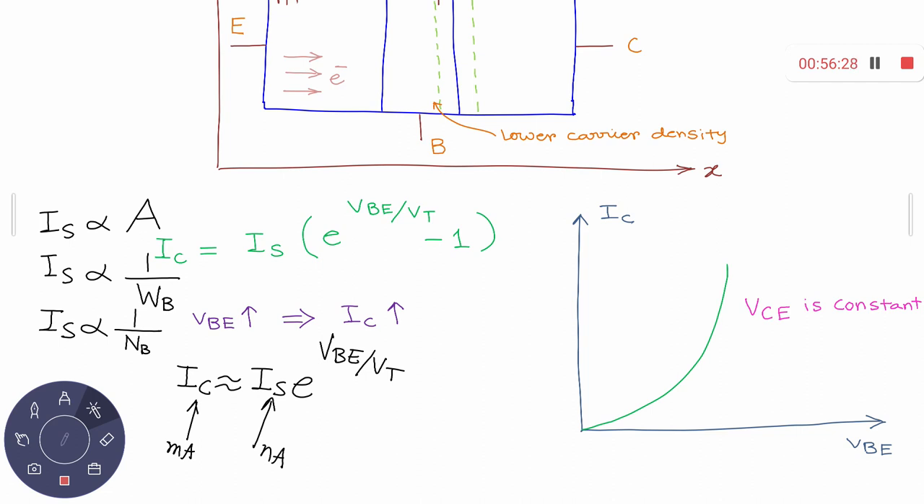And if I increase this base emitter voltage by, say, 60 millivolt, what happens to the collector current? We have calculated with you. Suppose initially this VB was, say, 700 millivolt, and I have increased this by 60 millivolt to 760 millivolt. What happens to the collector current?